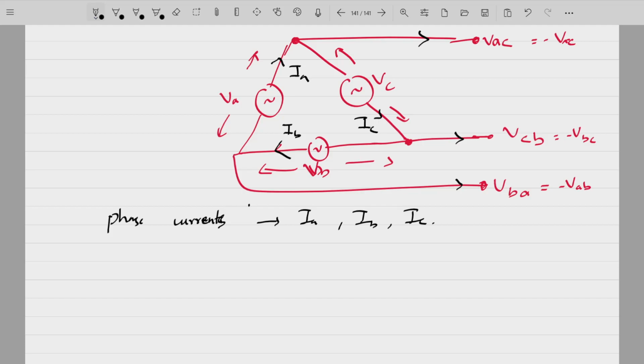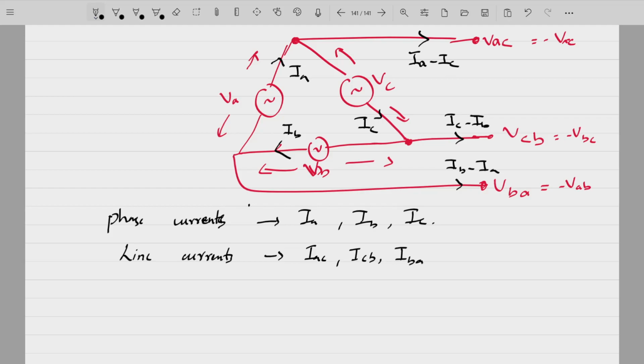तो मैंने लाइन स्पेसिफिकली ले लिया. अब इसमें करंट क्या होगी, यहाँ से अगर IA जा रहा है और यहाँ से IC जा रहा है, तो the current that will be flowing here will be IA minus IC. ऐसे यहाँ से करंट IC minus IB होगी, और यहाँ से जो करंट होगी that will be IB minus IA. So you can see actually there is some amount of current flowing into these terminals or these lines as well. These currents here are known as the line currents. I'll simply write them as IAC, ICB, IBA. ठीक है, ऐसे ही आपके पास ICA, IBC, IAB भी आप लिख सकते हो.